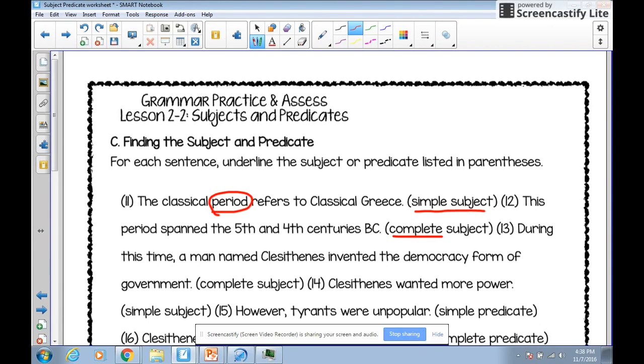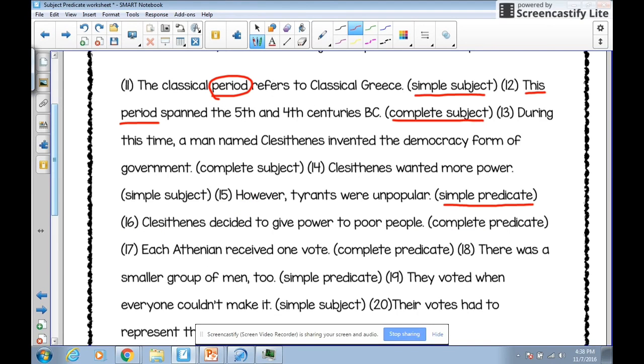When I talk about complete subject, that means it's more than one word, and it ends at the verb. So it's anything before the verb, and it needs to include a noun. Our complete subject being this period. Notice how spanned is a verb because it shows action, so we have to stop there. Simple predicate. Remember, when I'm looking for a simple predicate, I'm just looking for the verb of the sentence.